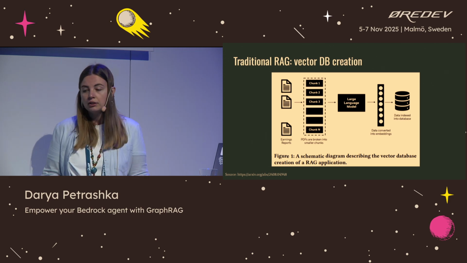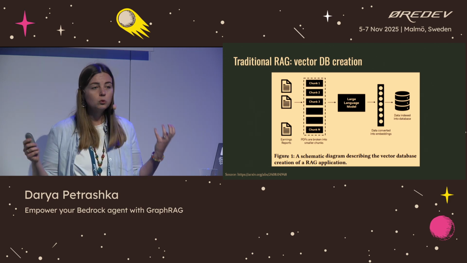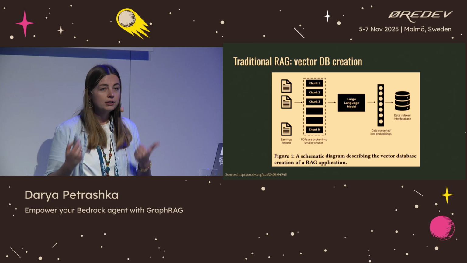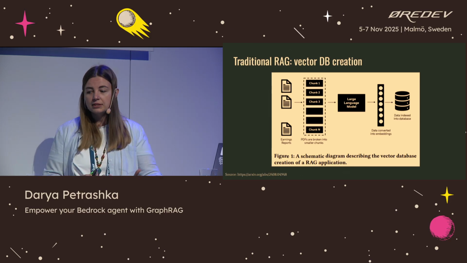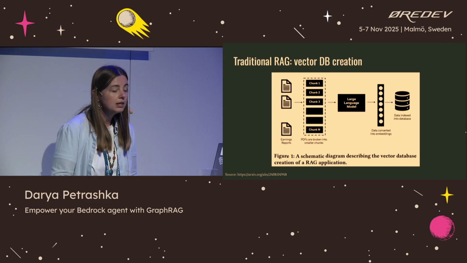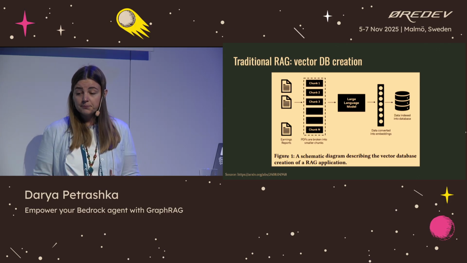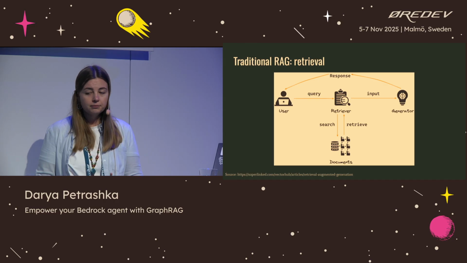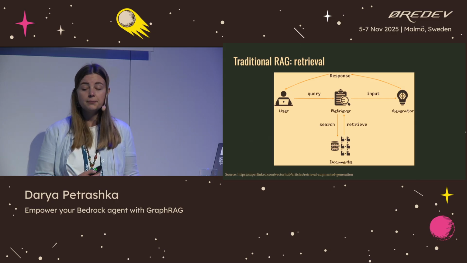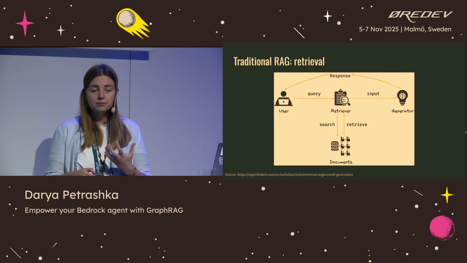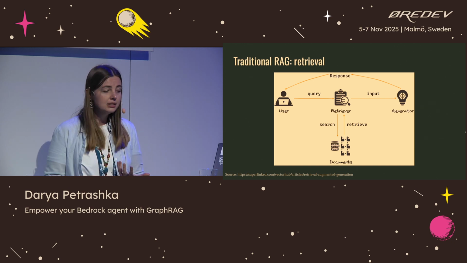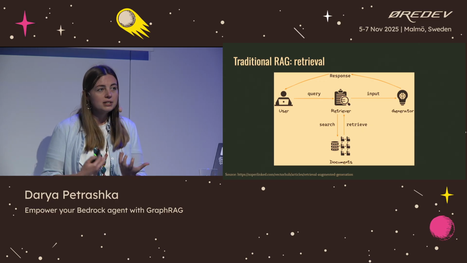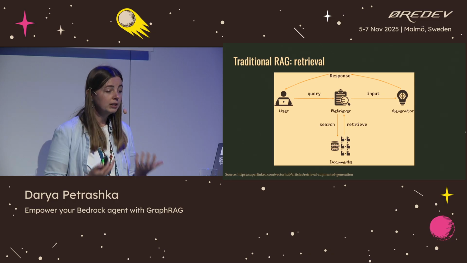In traditional RAG, we have some raw documents. We split them into pieces or chunks. We embed these pieces, convert them into vectors, and store them in a vector database. When we have a question, a query from our user, this text is also embedded. Using these embeddings, we do a semantic similarity, basically vector similarity, retrieval from our vector database.